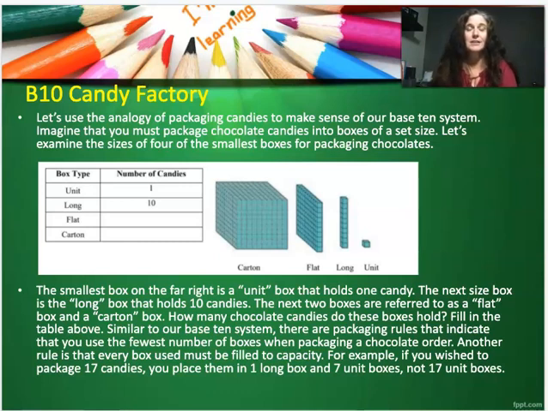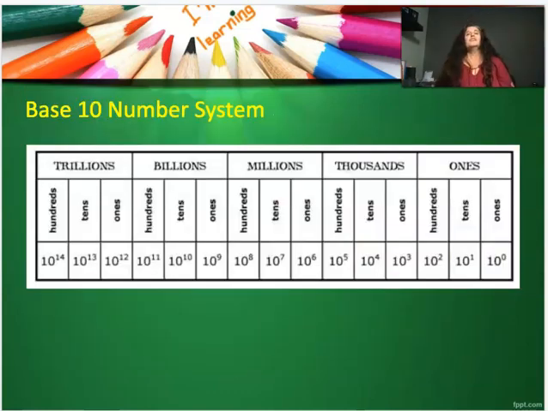Okay? So, and it gives you an example. If you were packaging 17 candies in a B10 candy factory, you would have 1 long box and 7 unit boxes. You couldn't do 17 unit boxes. Even though they're equivalent, you would probably get fired from the B10 candy factory.